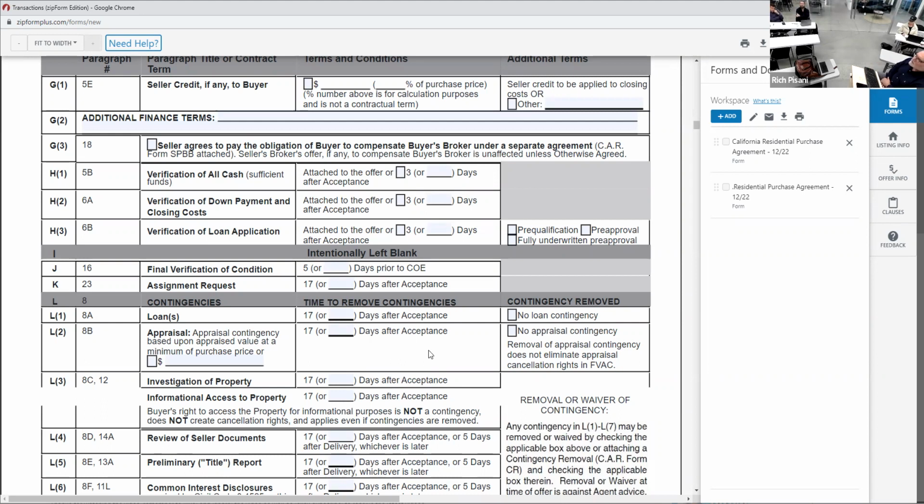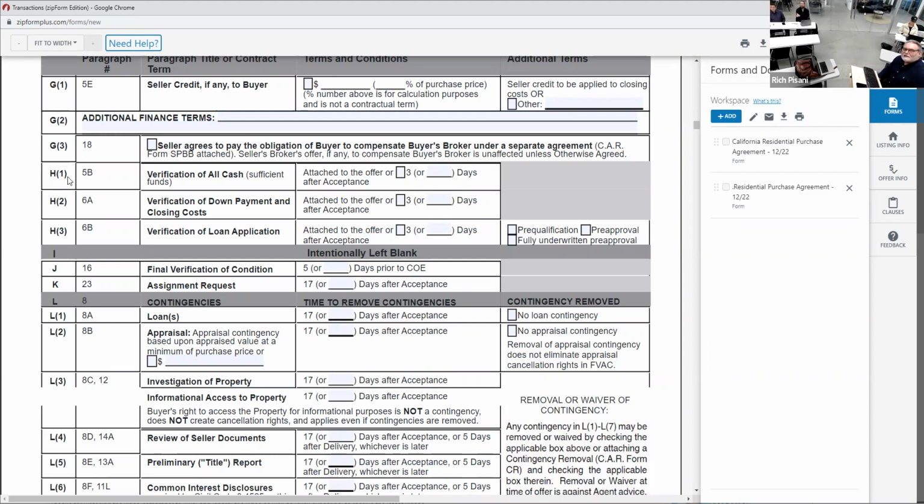Additional financing terms. I'm trying to remember. I used to have a great example, but I can't think of it right now because this stupid blinking screen is just distracting me. I'll think of something and I'll go back to it.